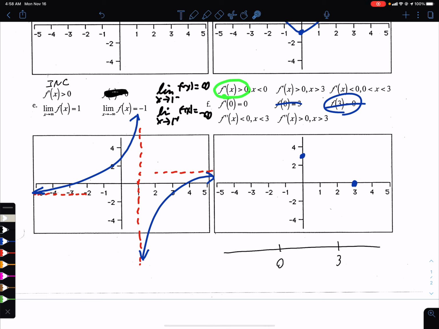The derivative is positive to the left of 0. That means the function is increasing to the left of 0. So I'm going to do increasing here. The derivative is positive to the right of 3. That means the function is increasing to the right of 3. And we have the derivative is negative between 0 and 3. That means the function is decreasing in that region, right? And then the second derivative is negative. That means concave down left of 3. Concave down, concave down. Whoa, dyslexia. Concave down. And then the last thing, to the right of 3, the second derivative is positive. It must be concave up over here.